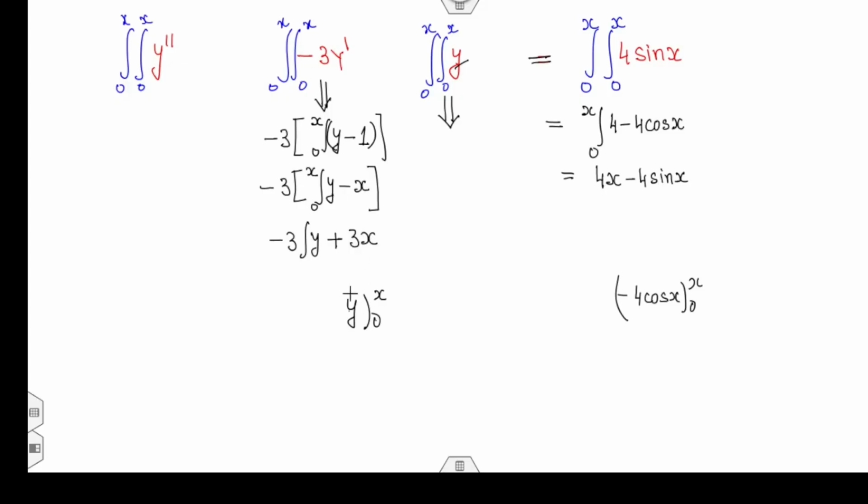Fine. Now look at the first component. How can you double integrate it? How can you integrate it? It is 0 to x, 0 to x.